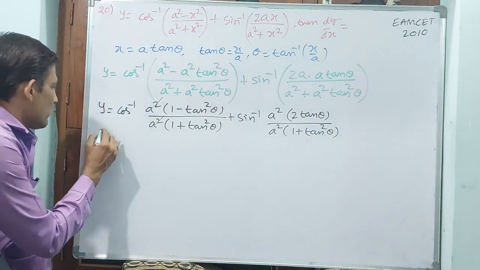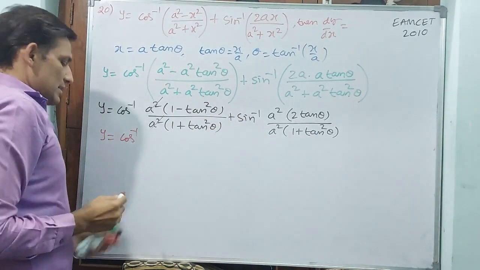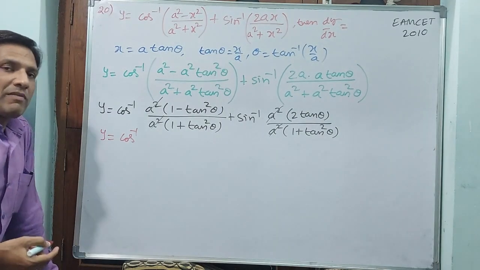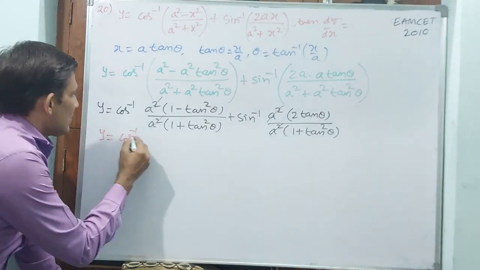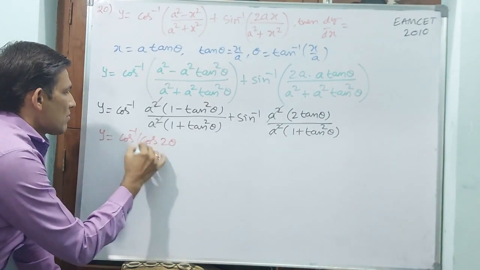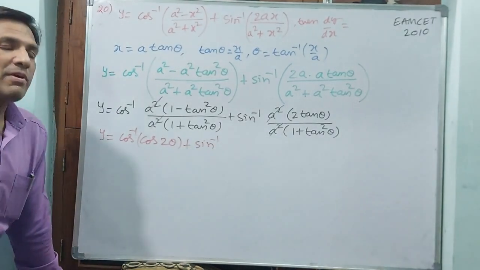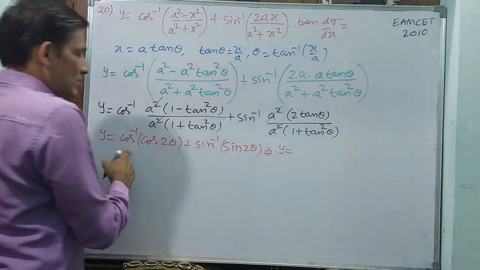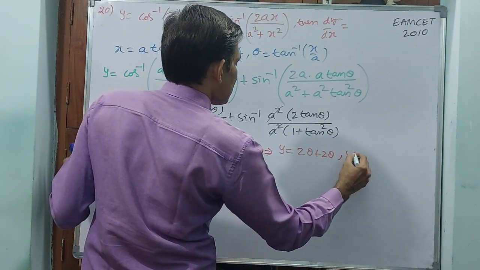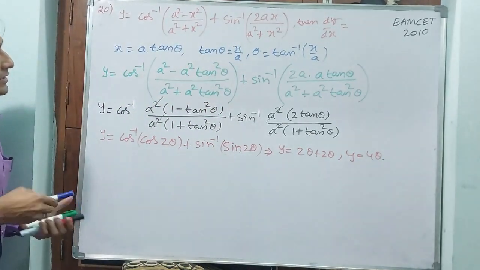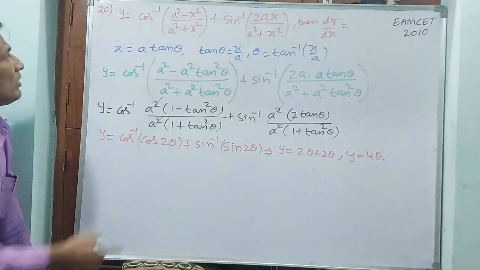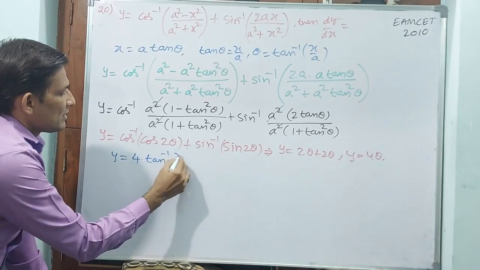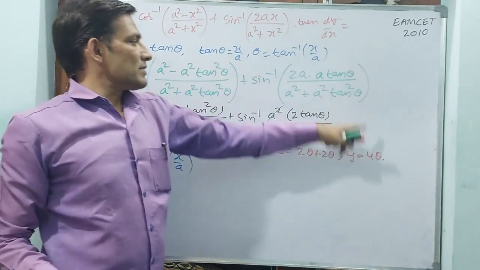Now we know very well, a square got cancelled here also. (1 minus tan square theta) by (1 plus tan square theta) is cos 2 theta, so cos inverse of cos 2 theta. Plus sin inverse of (2 tan theta) by (1 plus tan square theta), which is sin 2 theta. Cos inverse cos cancels, giving 2 theta plus 2 theta, so y is equal to 4 theta. But you require the theta value also. Theta is equal to tan inverse of x by a, so y is equal to 4 times tan inverse of x by a.